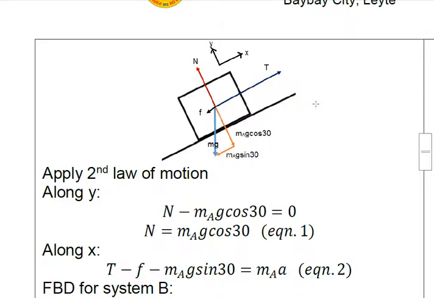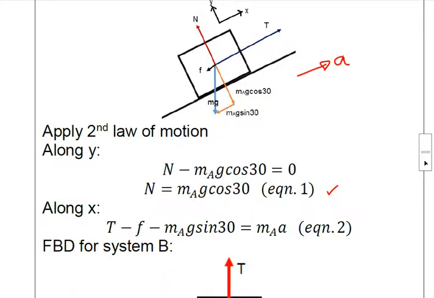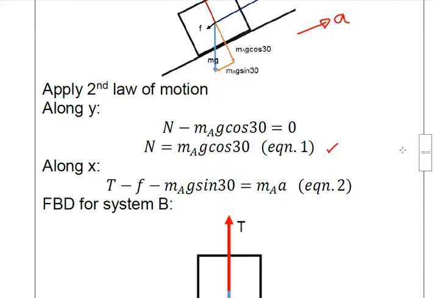Okay, so the acceleration is assumed to be in this direction. Okay, so you have there. So along y, you have N minus m_A g cosine 30. So you have here the normal force, which is equation 1, which will be used later on whenever the frictional force is being determined. And along x, you have T minus the frictional force minus m_A g sine 30 equals m_A times a.